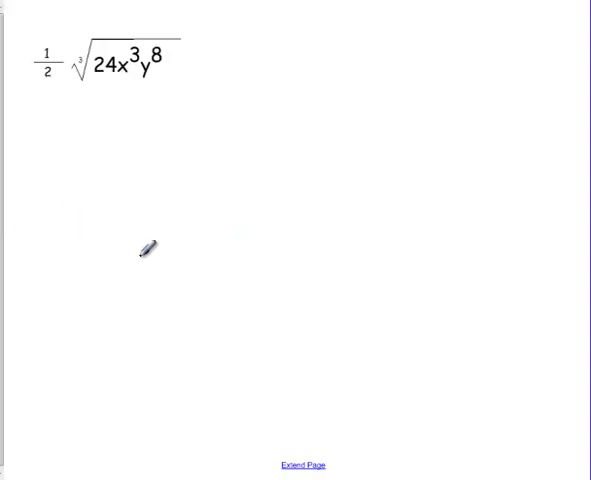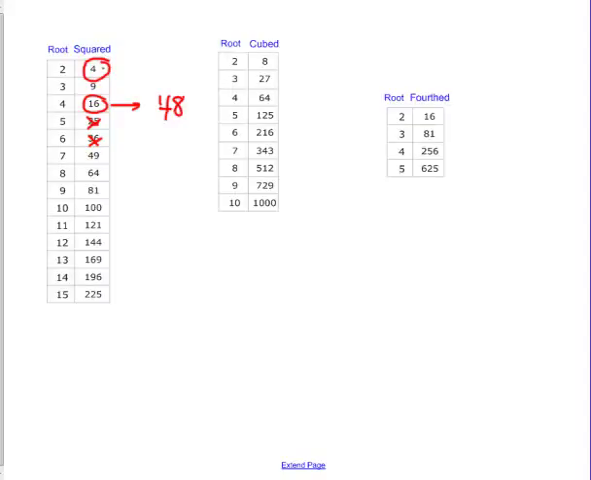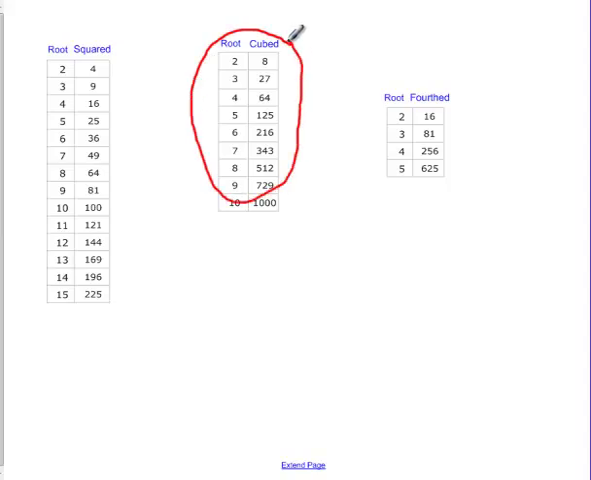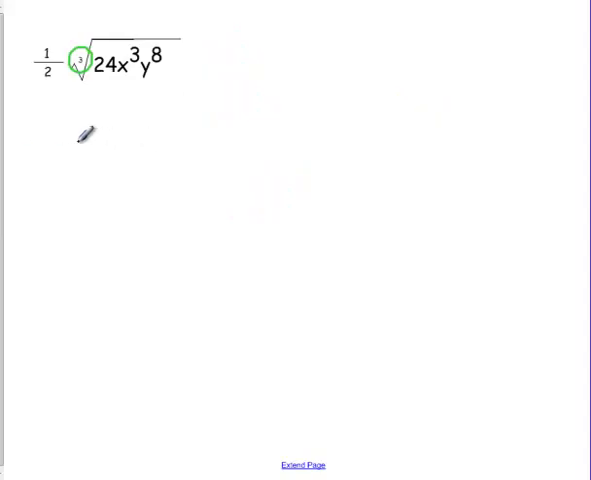Oh, look at this one. Anybody notice what's different about this one? Yep, it's a cube root. So now I have to go back to my chart right here and realize that I'm not using perfect squares anymore. I've got to use the perfect cubes. Okay, so let's go back to that slide. The 1/2 is hanging out here, so we'll let it hang out there.